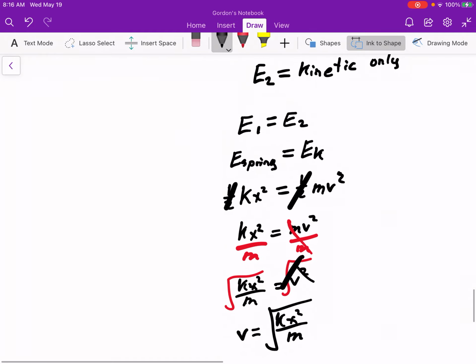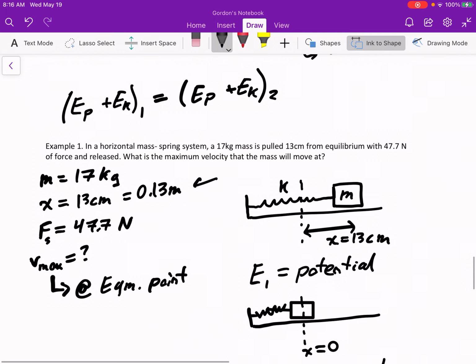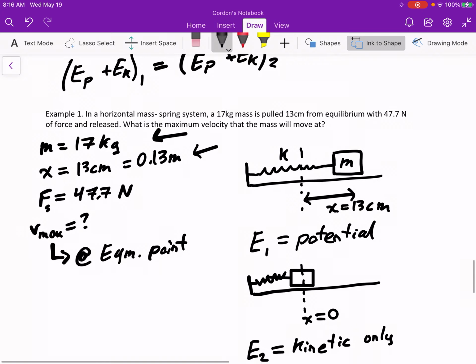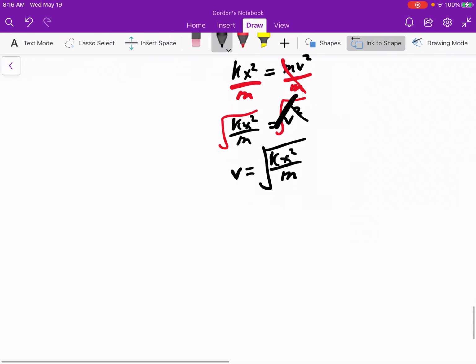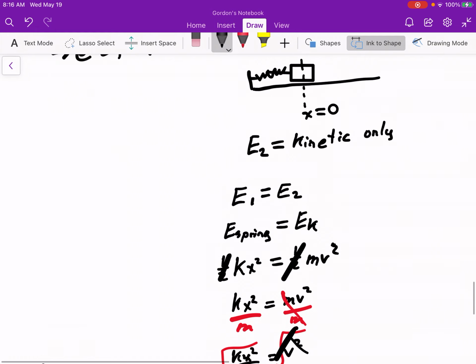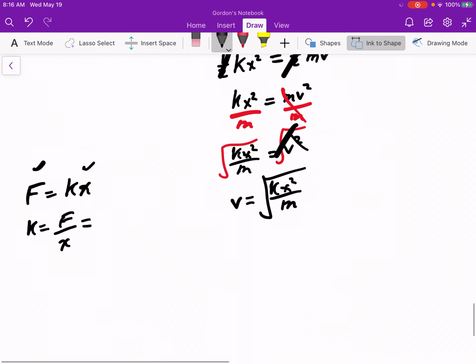So do we know all this info, k, x and m? Well, we know x, we know m. The thing that we don't know yet is what k is. So we have to figure out what k is. And remember, k was the spring constant. We can figure this out because we know that the force is equal to k times x. We're given the force, we're given the amount it's stretched. So k is going to be equal to F over x, which in this case is 47.7 newtons divided by the 0.13 meters.